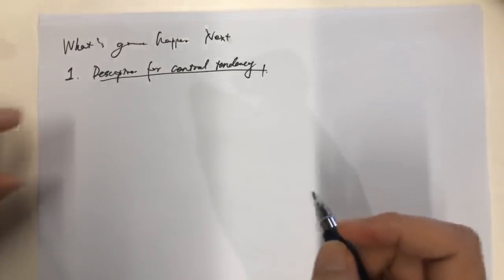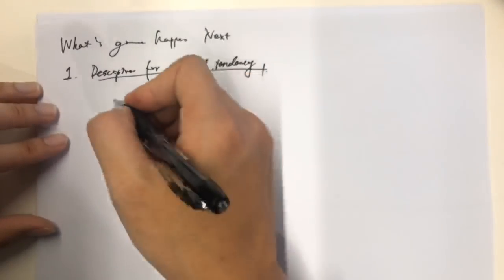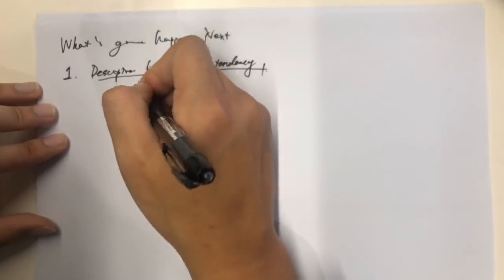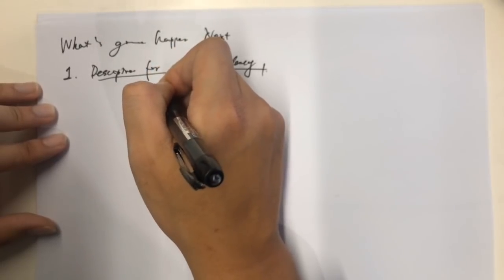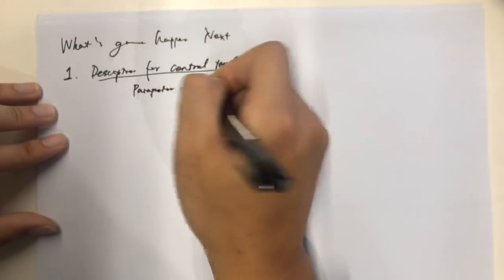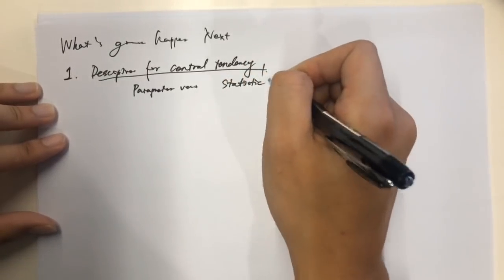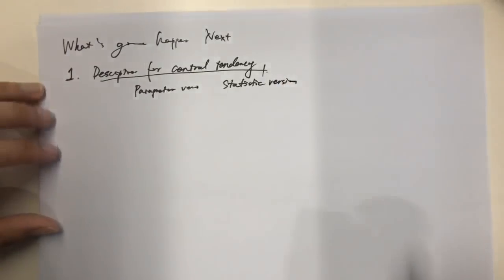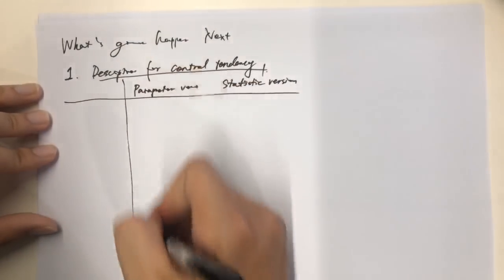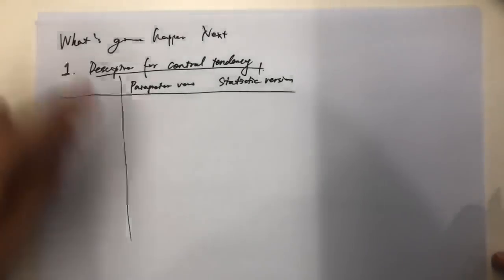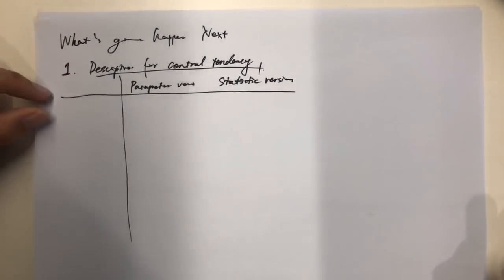So this is the first thing. Now, let's summarize all the descriptive measures for central tendency together. And for each of the measurements, let's think about both the population parameter version, as well as the statistic version, okay? All right, cool. Now, let's talk about descriptions for central tendency.